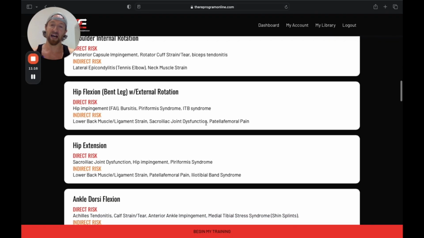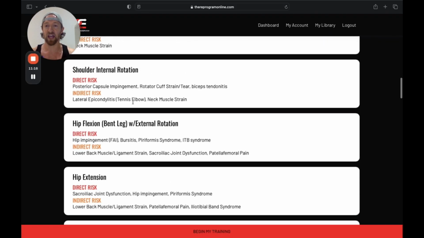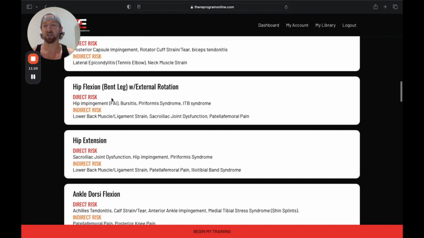So as we go down, hip flexion, right onto the hips, hip flexion, external rotation, we are prone to hip impingement, femoral acetabular impingement, bursitis, piriformis syndrome, ITB syndrome, right? Makes total sense. And if you go to the YouTube videos where I went through the hip flexion, bent leg on the Mobility Essentials, I'll explain why you're prone to this. Indirect risk, lower back muscle, ligament strain, lower back problems, SI joint dysfunction, and patellofemoral pain, right?